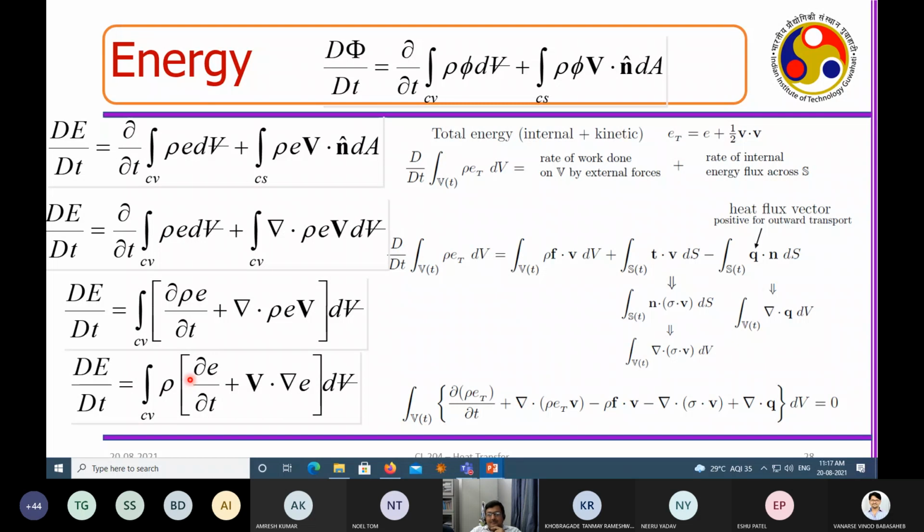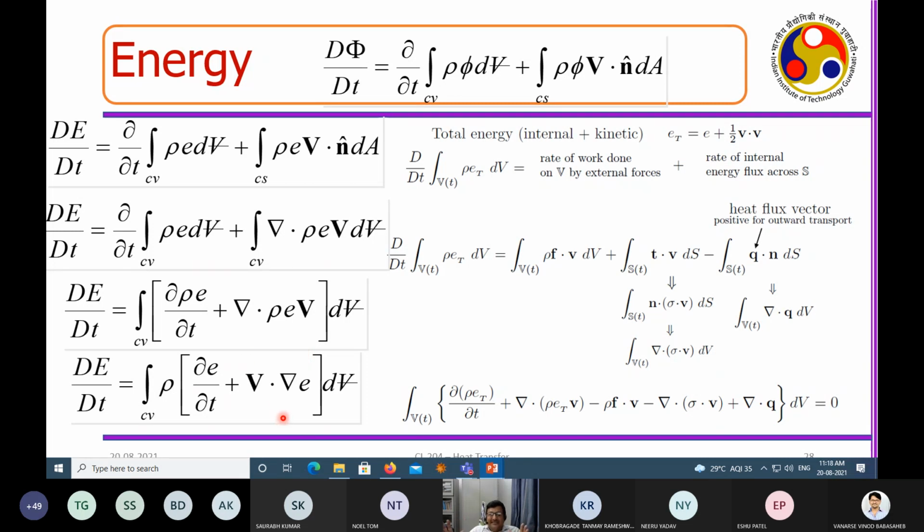What is this called? Now, what should I call this? Local power, right? Local variation of energy. At any particular XYZ, how energy is varying. And what is this? This is the convective energy, right?